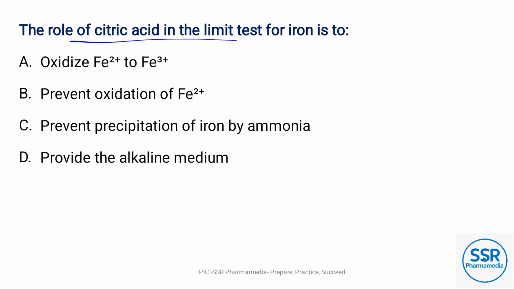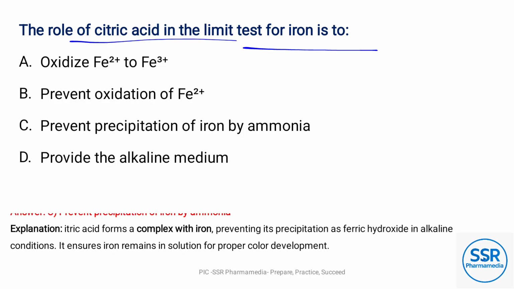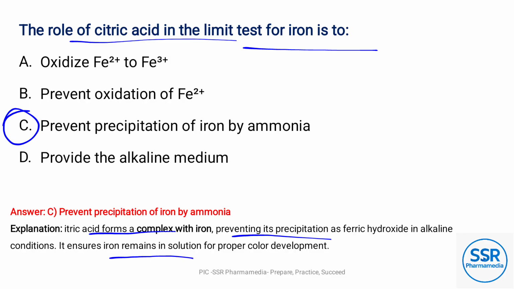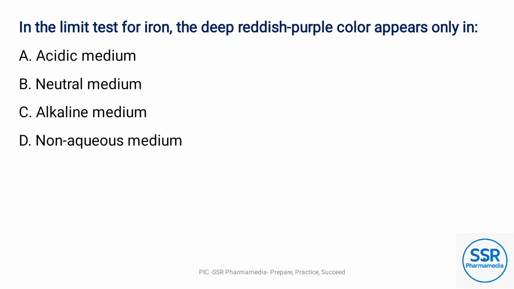The role of citric acid in the limit test for iron is to, so the answer is option C, prevent precipitation of iron by ammonia. So citric acid forms complex with iron, preventing its precipitation as ferric hydroxide in alkaline conditions. It ensures iron remains in solution for proper color development.